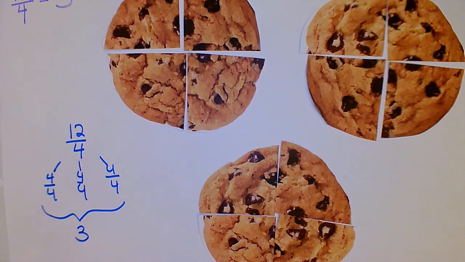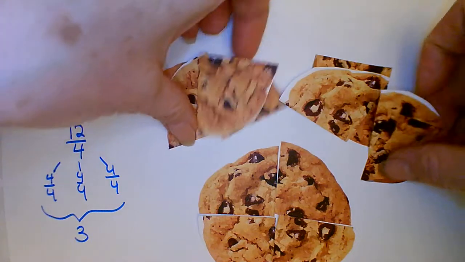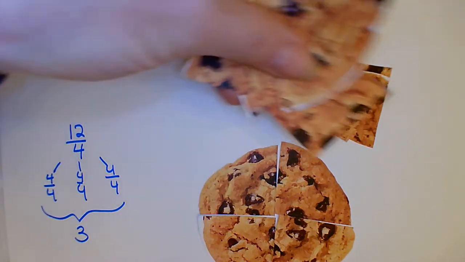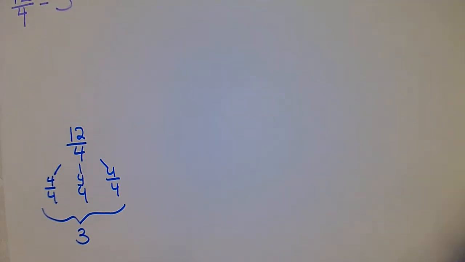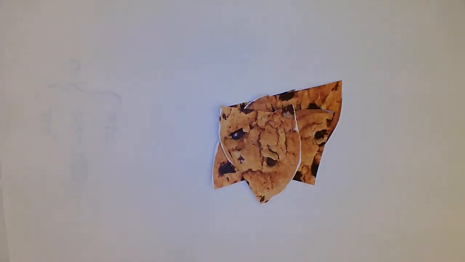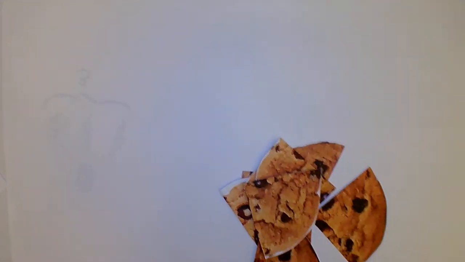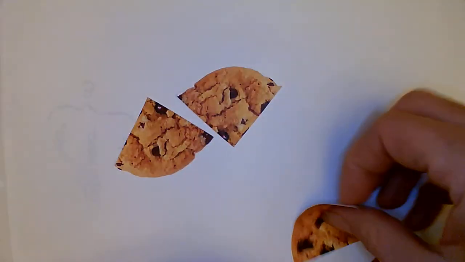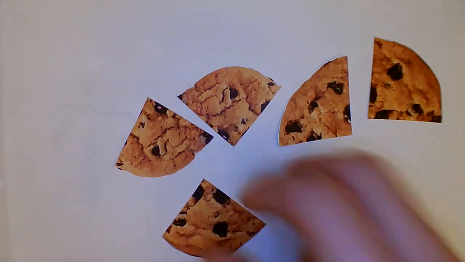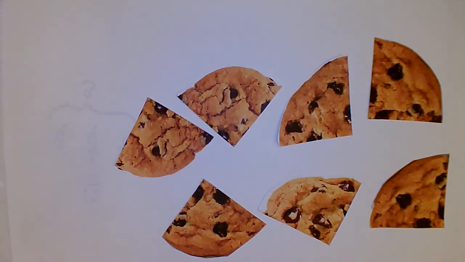Let's try another one with the cookies. So let me pull them all off again. We're going to start over. And this time we're not going to have as many. So let me see what we're going to have this time. I'm just going to flip our page, and hopefully it'll be clean enough for us to work on. So here I have a bunch of fourths again. So let's see how many fourths we have this time. So we have 1/4, 2 fourths, 3 fourths, 4 fourths, 5 fourths, 6 fourths, 7 fourths.